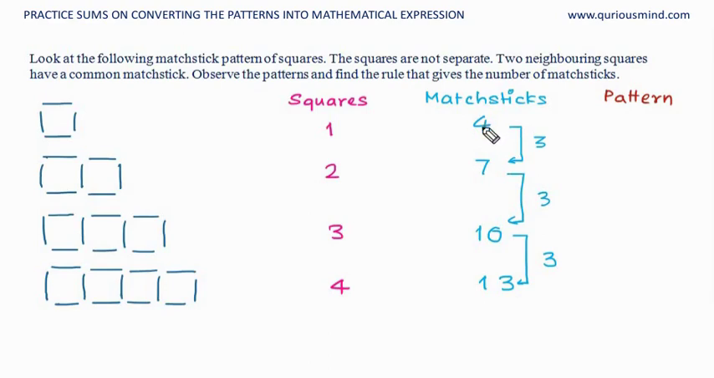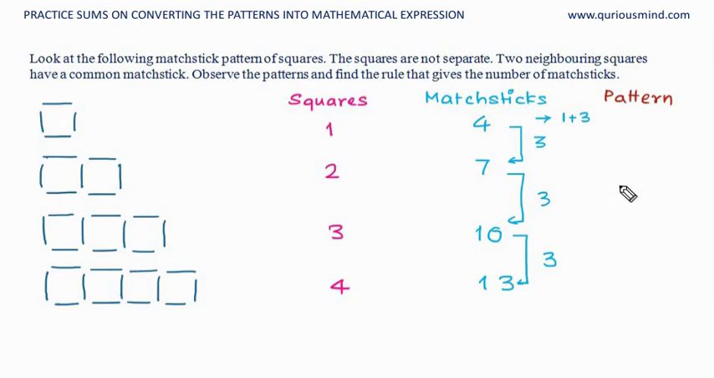And for 1 square, I need 4. But even 4, I can write as 1 plus 3. Which means I need 3 matchsticks for each square, but only for the first square, I need an additional 1 matchstick. So for number of squares 1, 3 into 1 plus 1. Number of squares 2, 2 into 3, 6 plus 1, 7. 3 into 3, 9 plus 1, 10. 4 into 3, 12 plus 1, 13.